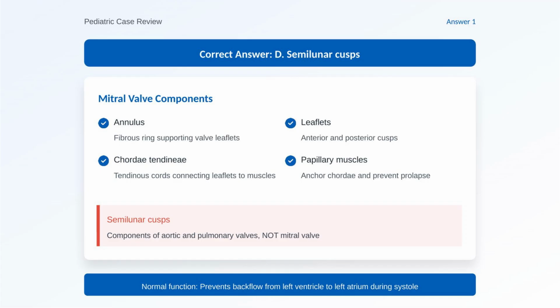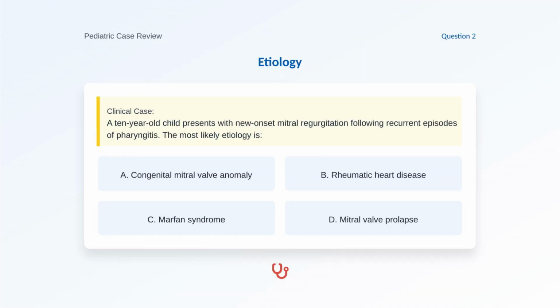Semilunar cusps are actually components of the aortic and pulmonary valves, not the mitral valve. Understanding this anatomy is fundamental to recognizing how mitral regurgitation develops when any of these components are damaged or dysfunctional. Question number 2 addresses the etiology of mitral regurgitation in pediatric patients.